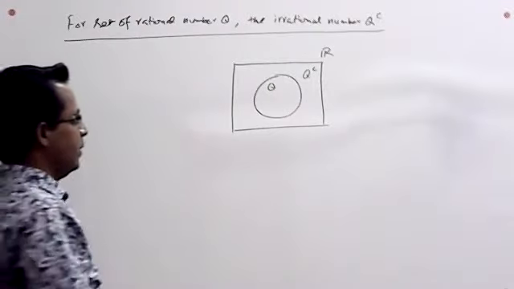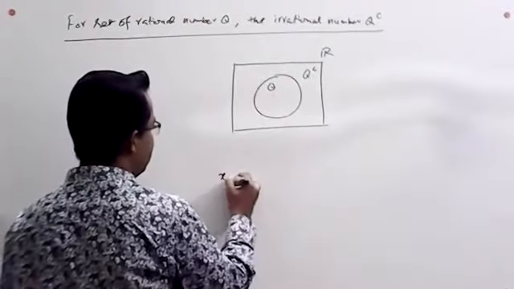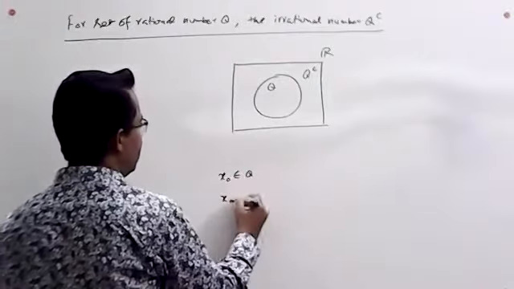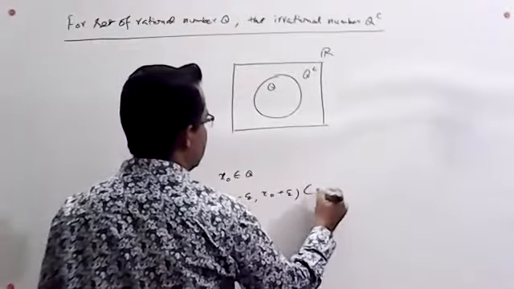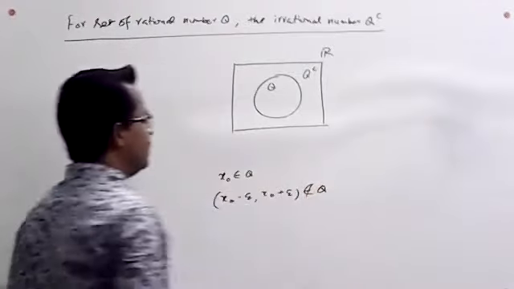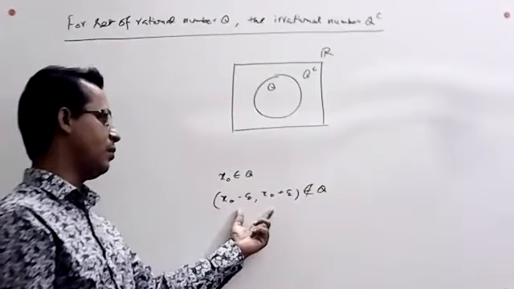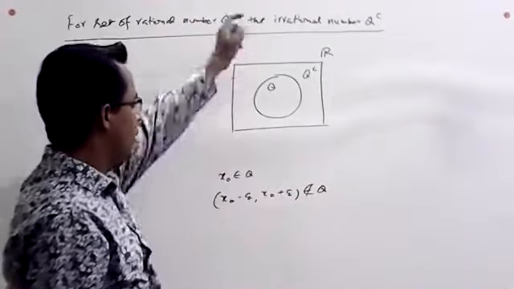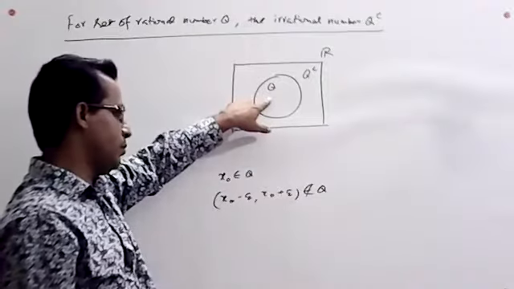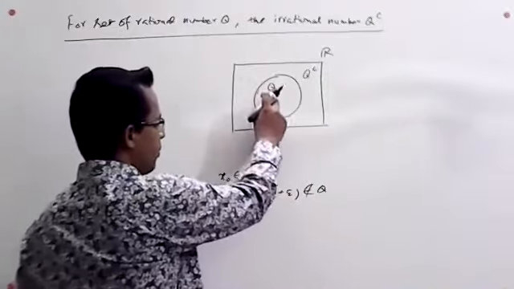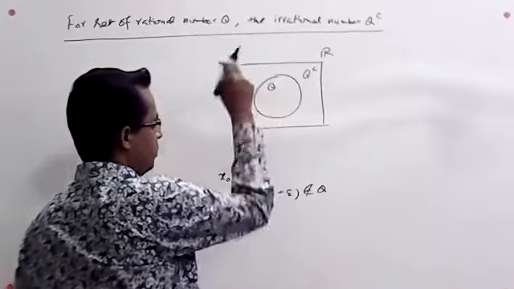Now, if we observe the interior points of Q, then we see that if x0 belongs to Q, then the interval x0 minus epsilon to x0 plus epsilon does not belong to Q, because this interval contains infinitely many irrational numbers. It is not completely contained in Q. So none of the points of Q can be called an interior point of Q.